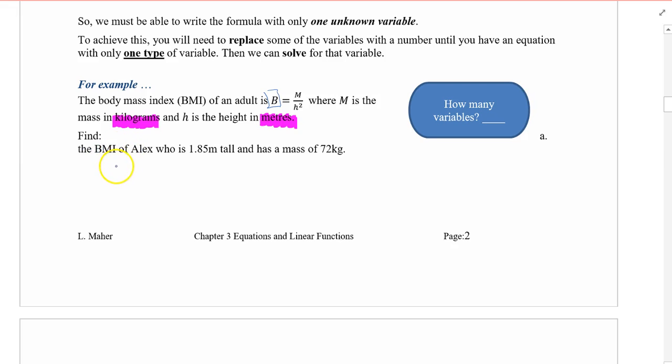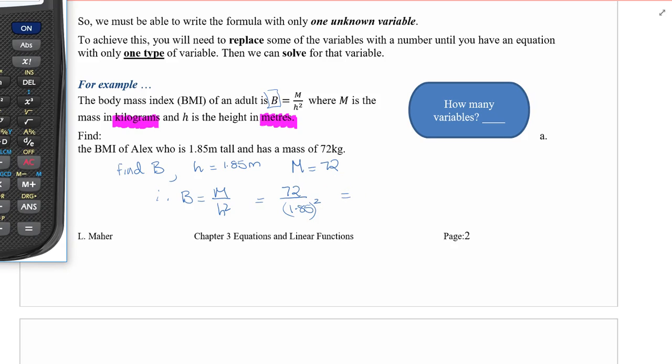So we're finding B, and what do we know? Alex's height is 1.85 metres, which is great, it had to be in metres, and the mass is 72 kilograms, and again that's making the question straightforward because the mass had to be in kilograms. So we're going to go straight to the formula and substitute our values in. So B is 72 divided by 1.85, and that needs to be squared. And I strongly encourage you to use your calculator.